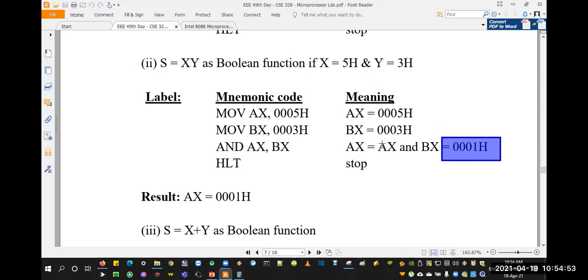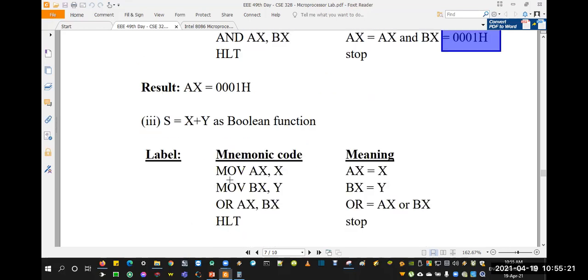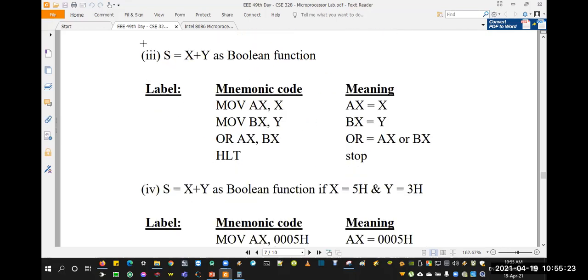In your exam, there will be different values for AX and BX. Then you have to calculate the AND using your calculator, either a desktop or laptop calculator, or a scientific calculator, whichever way you calculate in binary mode. So now we are moving to this.